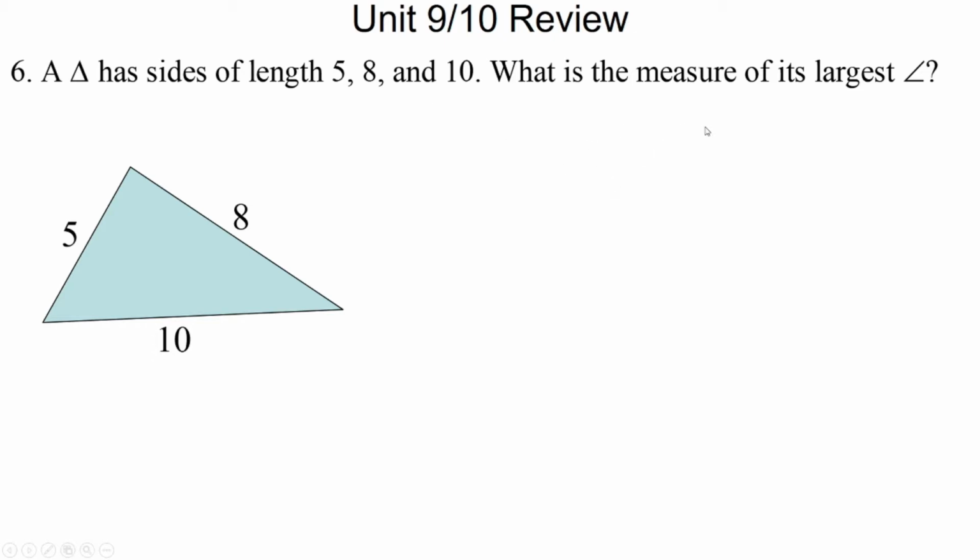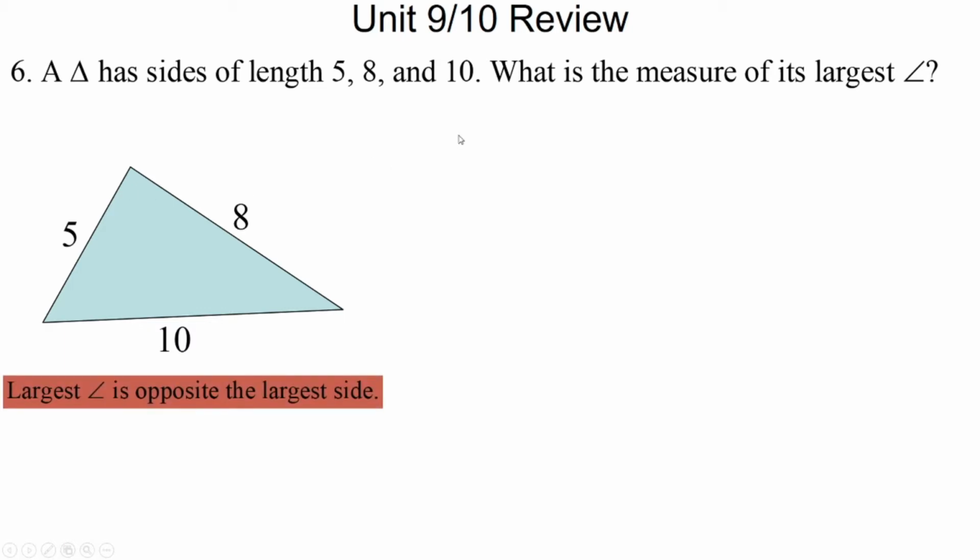Now, what is the measure of its largest angle? Okay, well, from geometry, you should know that the largest angle would be opposite the longest side of the triangle. So that would be this angle right here. And we're going to find that angle. Largest angle is opposite the largest side. So let's just call that angle a measure of x, and let's solve for x. And then what do we have right here now? All right, could I use law of sines right there? Could I go sine of x over 10 equals?